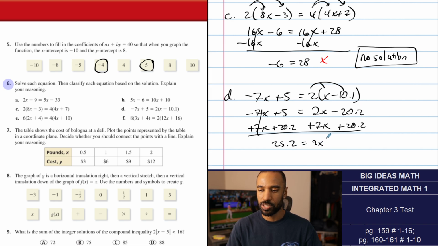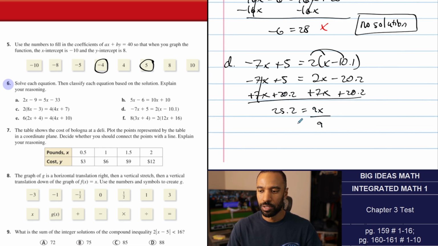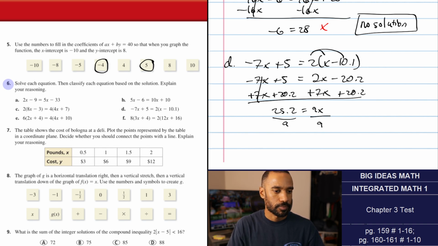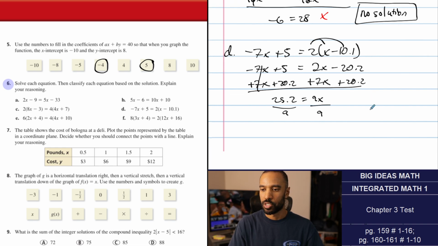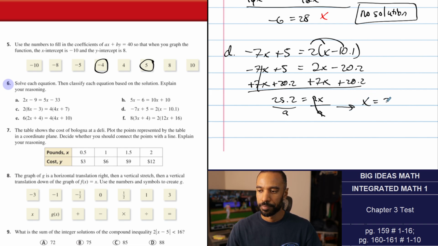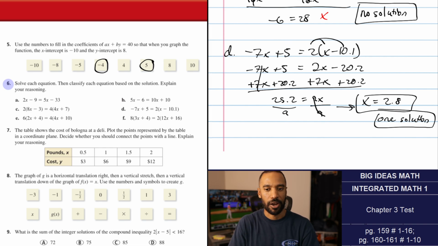25.2 equals 9x, and we divide both sides by 9. I don't know, let's see how clean that number looks to begin with. Oh, it's clean. It's 2.8. It's a decimal, but it's 2.8. So x equals 2.8, and that is one solution. Once again, 2.8 is the only number that will work out in that situation, apparently. That's part D. Part E.